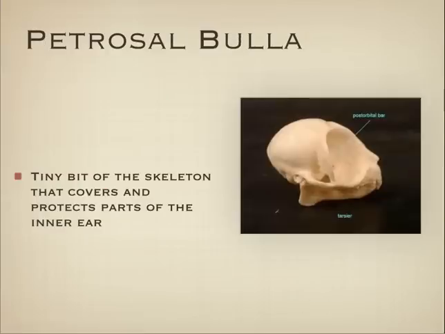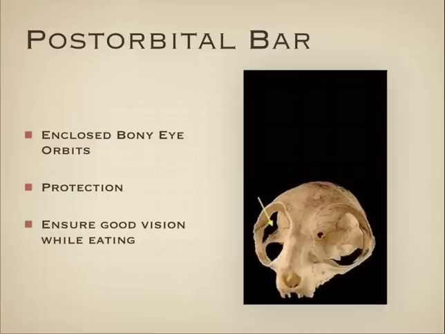All right, let's look at the petrosal bulla. A petrosal bulla is a tiny little bit of bone that covers and protects the inner ear. Why would we need the inner ear protected? Think about it. Yep, you got it. For balance. Our balance is found inside our inner ear. So having a protection, again, adapted for life in trees, really helps us out being able to negotiate moving from branch to branch.